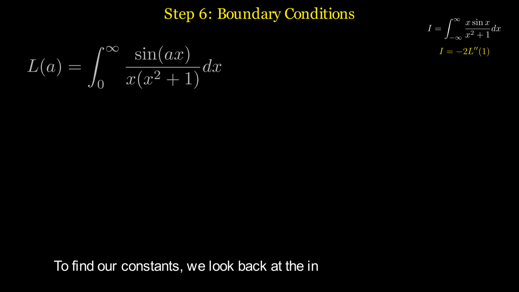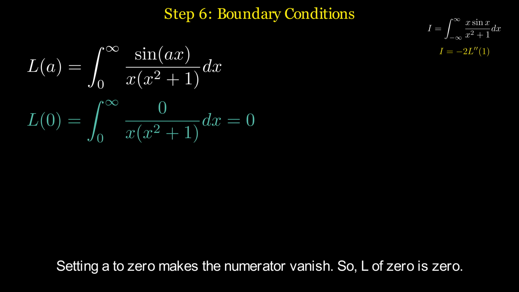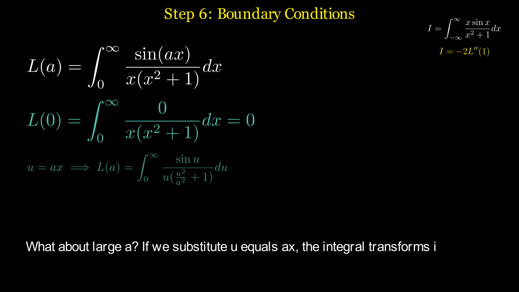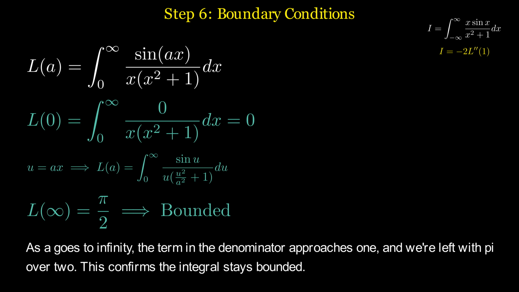To find our constants, we look back at the integral definition of L of a. Setting a equals 0 makes the numerator vanish, so L of 0 is 0. What about large a? If we substitute u equals ax, the integral transforms into a form similar to the Dirichlet integral. As a goes to infinity, the term in the denominator approaches 1, and we're left with pi over 2. This confirms the integral stays bounded.